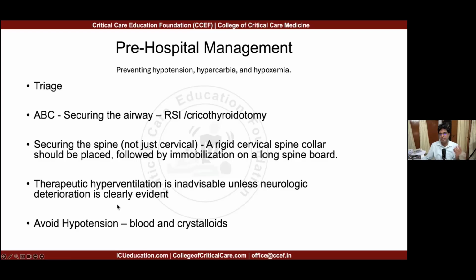Avoid hypotension. We say prevent hypercarbia, hypoxia, and hypotension. Usually trauma patients have blood loss, so if possible, transfuse blood, and if not available, crystalloids, no colloids, no role of albumin or other things, just crystalloids, perfuse and then shift.